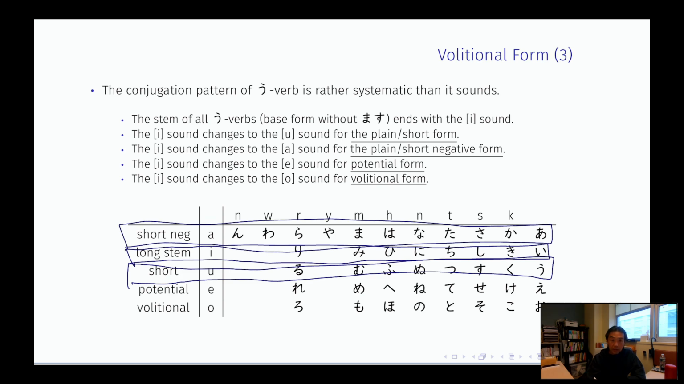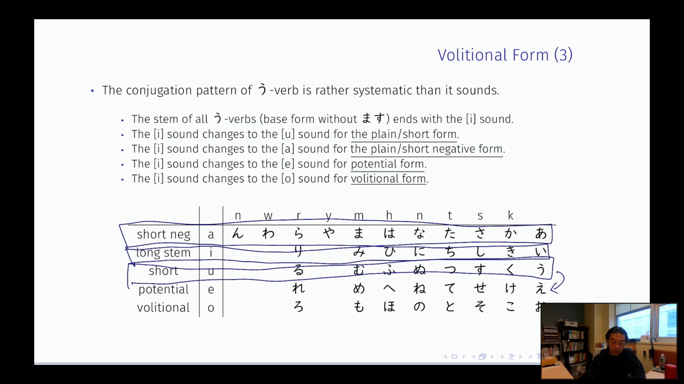Okay. And we did two new conjugations in this class. The first one we did is potential form, which is this line. 会う、会える、書く、書ける、話す、話せる、待つ、待てる、死ぬ、死ねる、遊ぶ、遊べる、読む、読める、帰る、帰れる。Okay. So this one is for potential form.